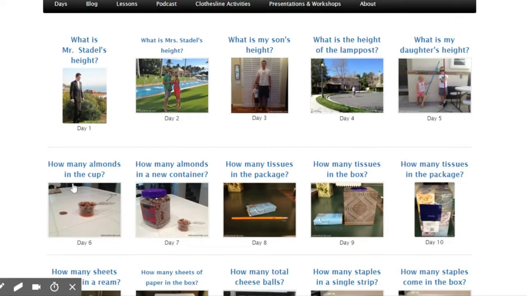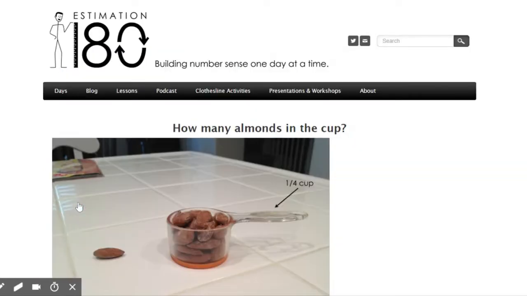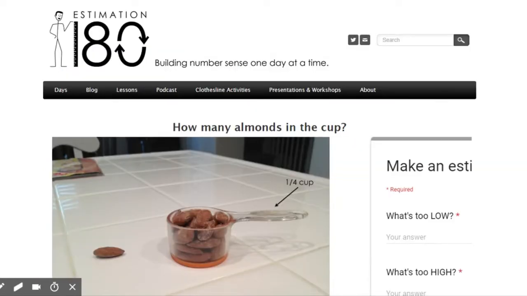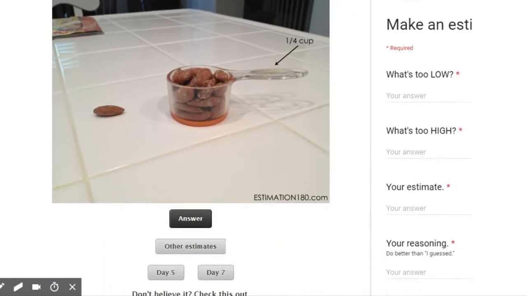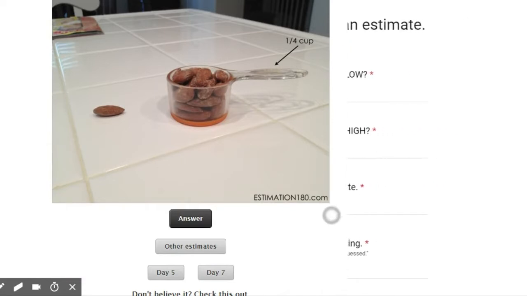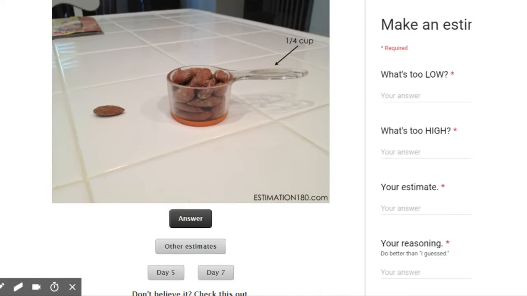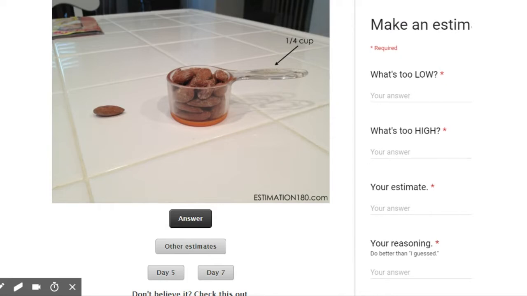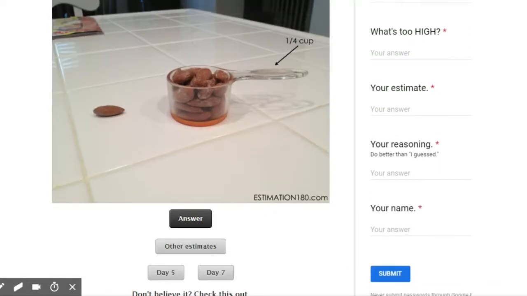So if we're looking at this one, day 6, how many almonds in the cup? There's also a section over to the right of the screen for them to answer a few questions about the cup. So there's a quarter cup of almonds. They need to say, what's a number that's too low? What's a number that's too high? Give your estimate and give your reason.